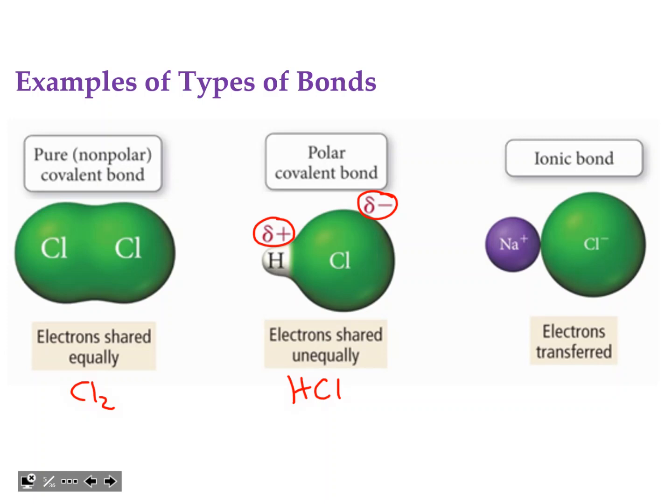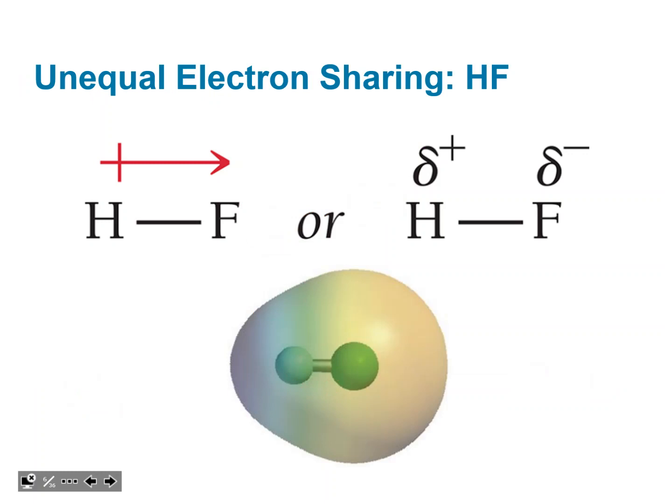Because they are completely separate entities, fully charged +1 and fully charged -1, they attract to each other because they have opposite charges. So, yes, and this is NaCl. Alright, so unequal sharing, the HF example here, as you can see, hydrogen fluoride.